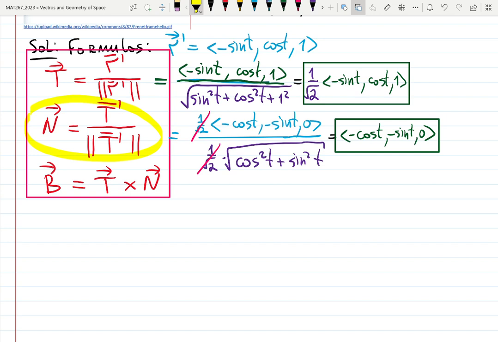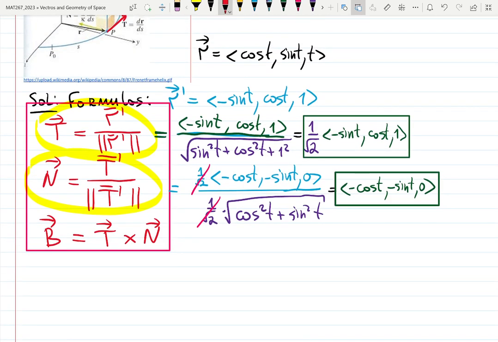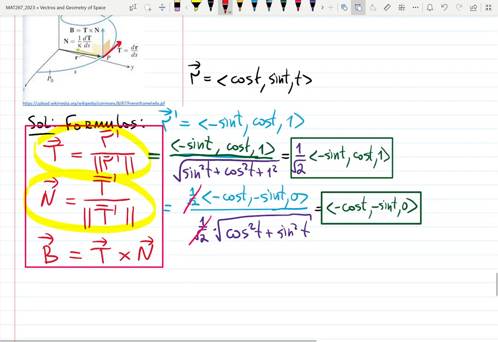To do that, I found T as R prime over R prime. And when I say over, I mean over the size of it. Those are unit vectors, so we are getting rid of the size. So maybe let's do steps. I think it's going to be good for you to have steps. Step 1, find R prime.